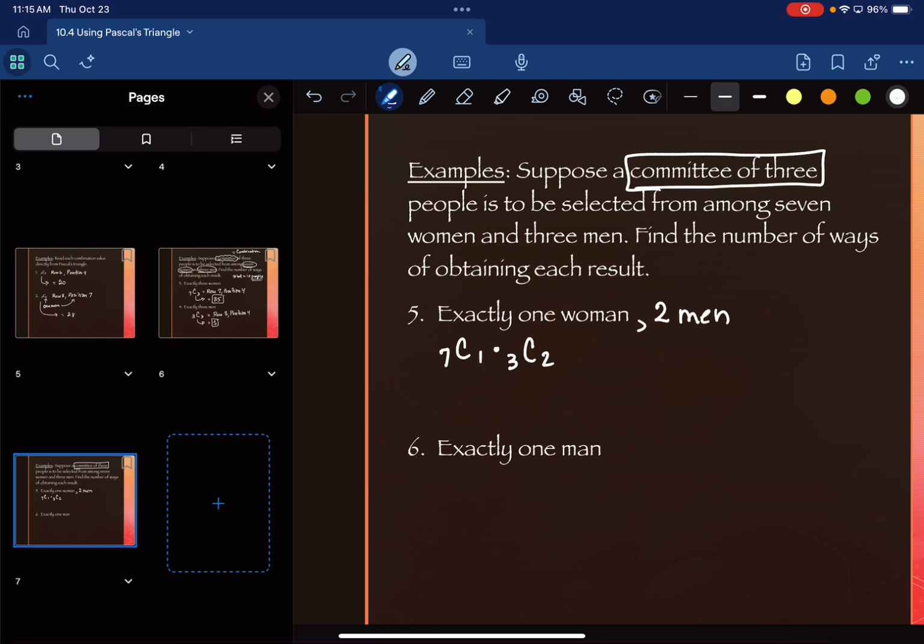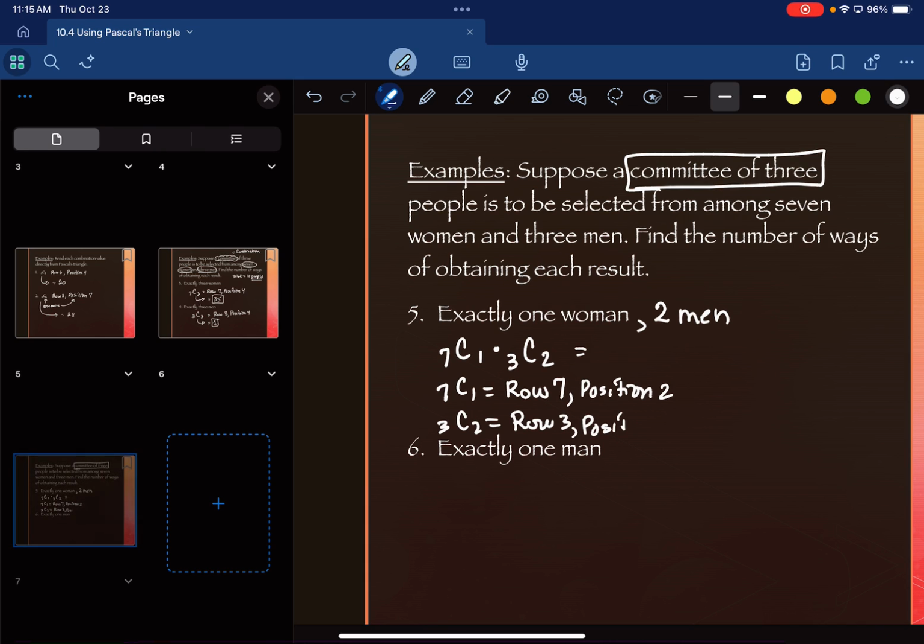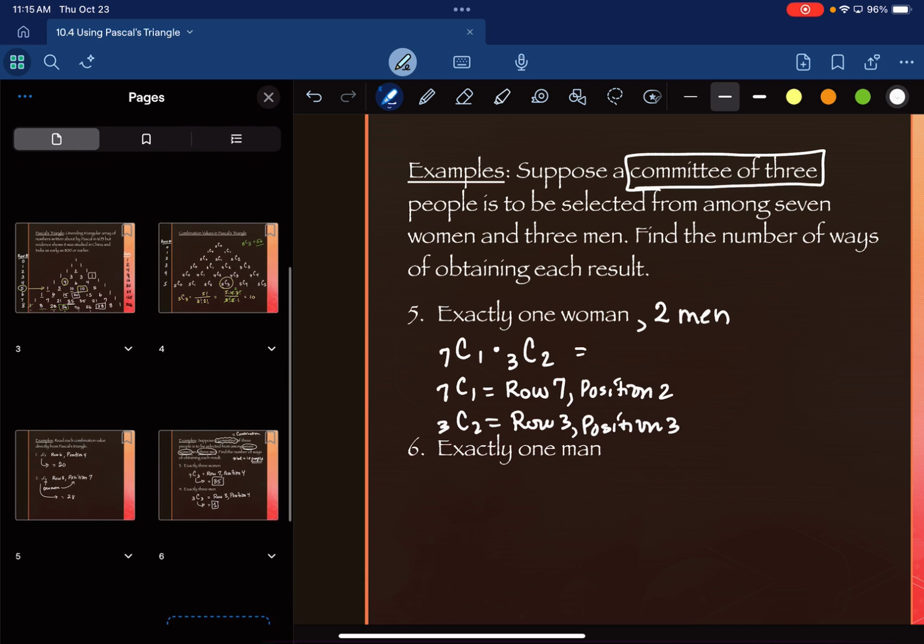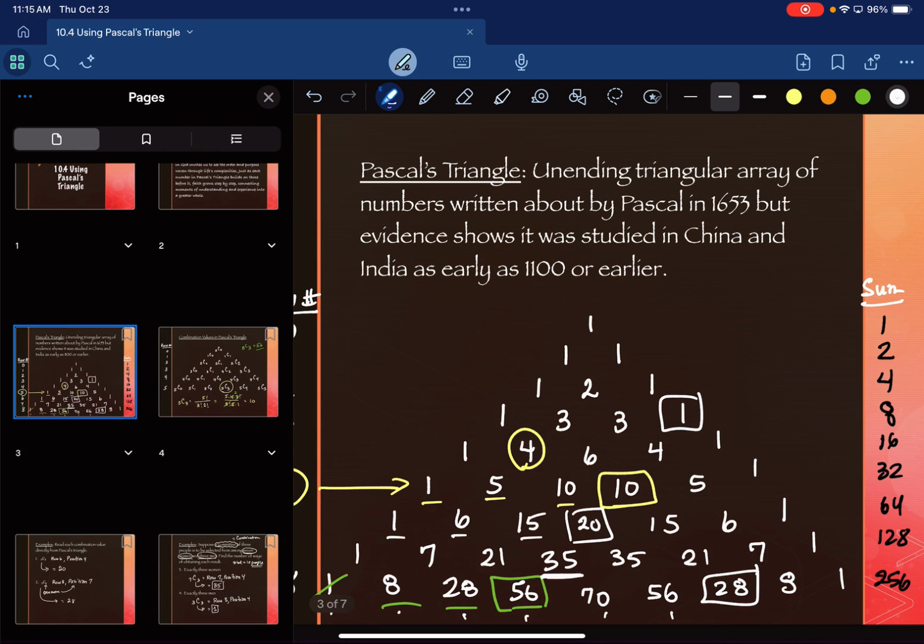All right, so let's find each of these values. 7C1 means I'm in what row? Row 7. What position? Position 2. And 3C2 means I'm in what row? Row 3. What position? 3. All right, so I need to go to row 7, position 2. So what is row 7, position 2's value? It is 7. It's right here.